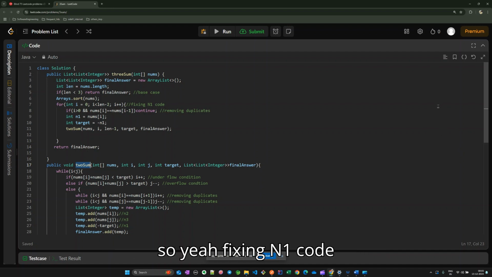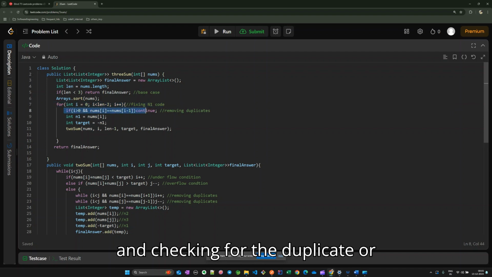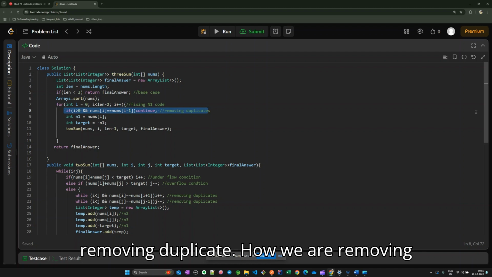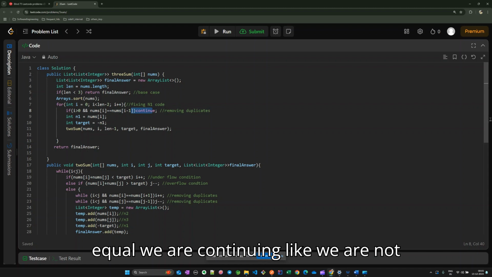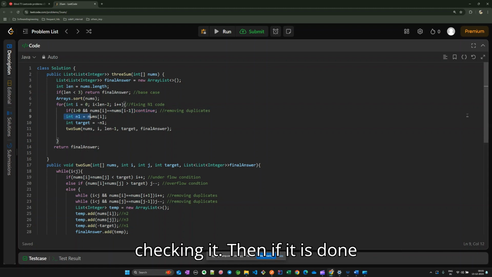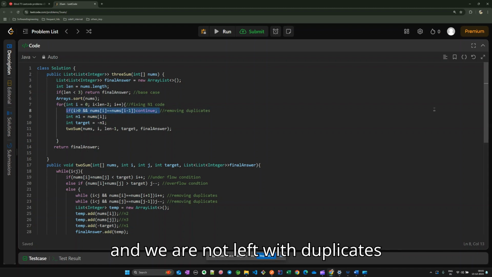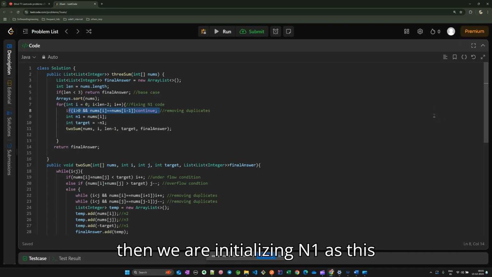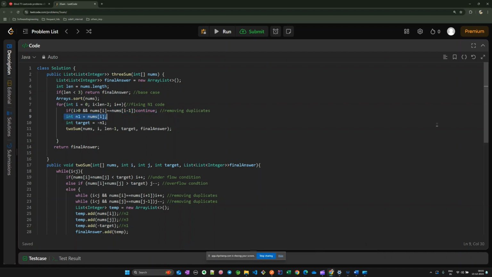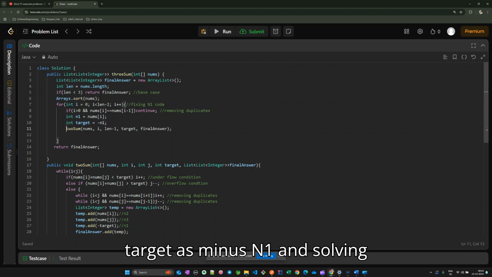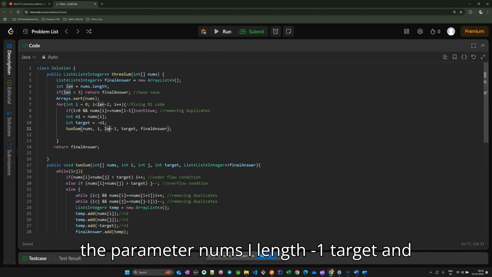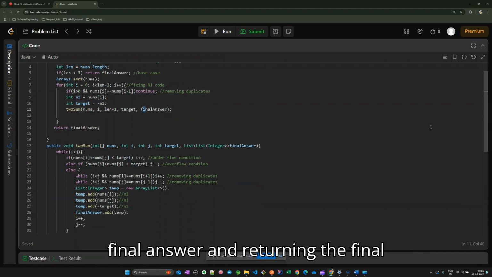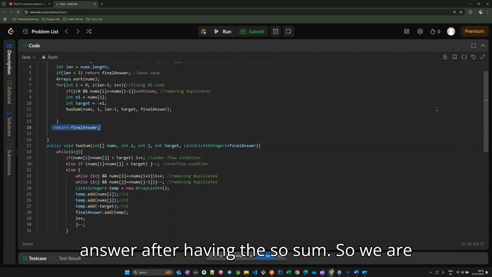Okay, so fixing n1 code and checking it for duplicates, removing duplicates. How are we removing duplicates? If the adjacent numbers are equal, we continue, we are not checking it. Then if we are not left with duplicates, we initialize n1 as this, target as minus n1, and call two sum. In two sum we are giving the parameters nums, i, length minus 1, target, and final answer, and returning the final answer after having the sum.